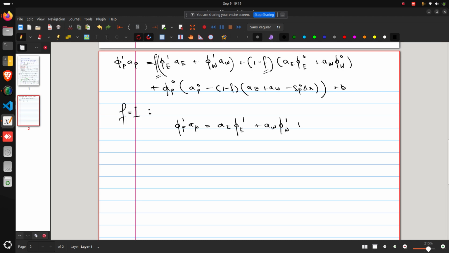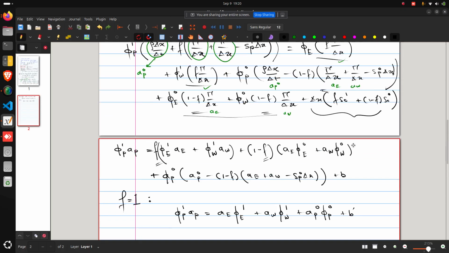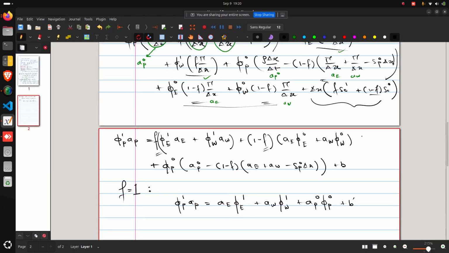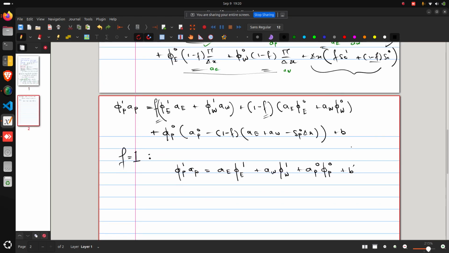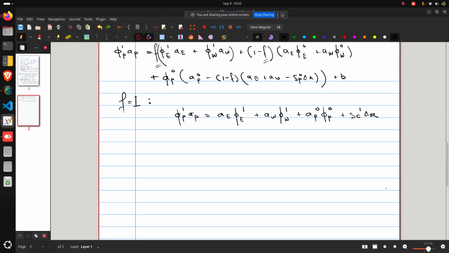right, plus ap naught phi p naught. This term will also vanish, right? Plus b, and the b will be a little bit different, right? B prime, because this term will also vanish. It will have only SC1 times delta x. Okay.